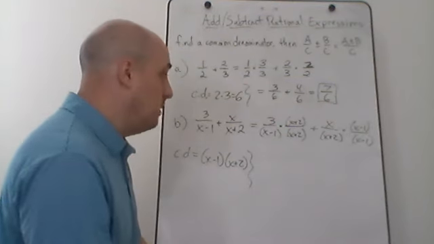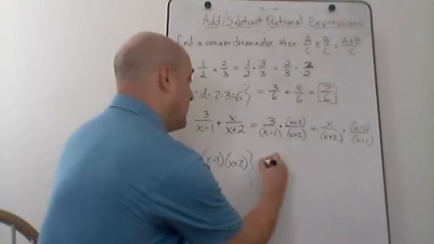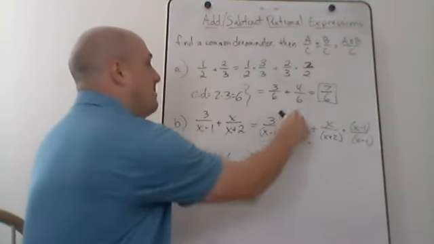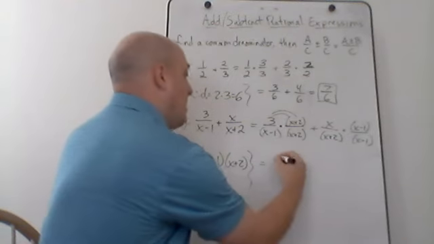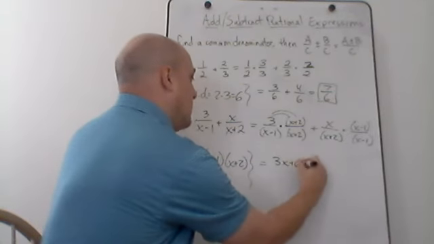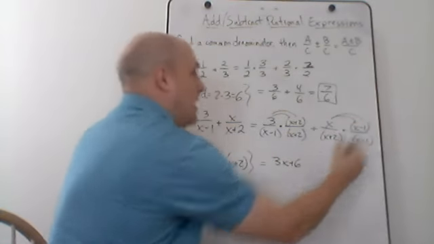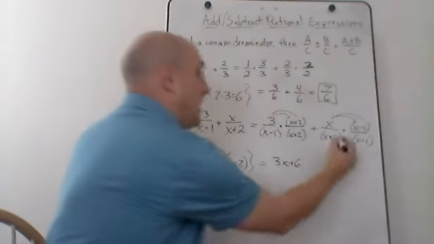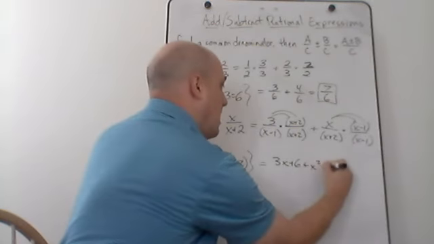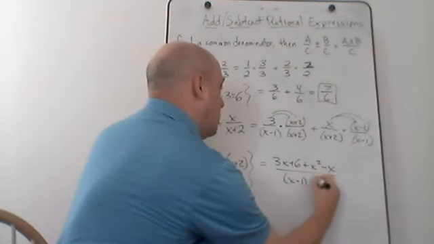All right, so we've got this, and now we need to basically simplify all this stuff. So I have 3 times x plus 2. If I distribute that 3 there, I'm going to get 3x plus 6. And then here I have an x times an x minus 1. If I distribute that x into that parentheses, I'm going to get an x squared and then a minus x, over the x minus 1, x plus 2.